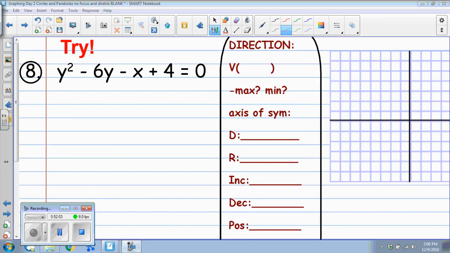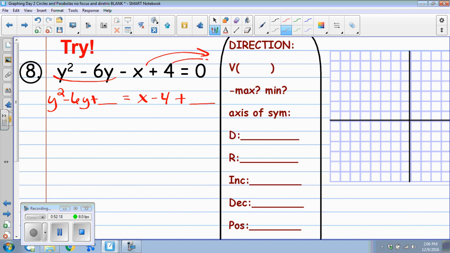All right, same thing for this one. So I need to complete the square with y, so I'm going to move x and 4 over to the other side. So y squared minus 6y plus blank equals x minus 4 plus blank. Both of those go over there. Half of 6 is 3, 3 squared is 9. So we add 9 to both sides. So y minus 3 squared equals x plus 5. All I have to do is bring the 5 over there. So y minus 3 squared minus 5 equals x.